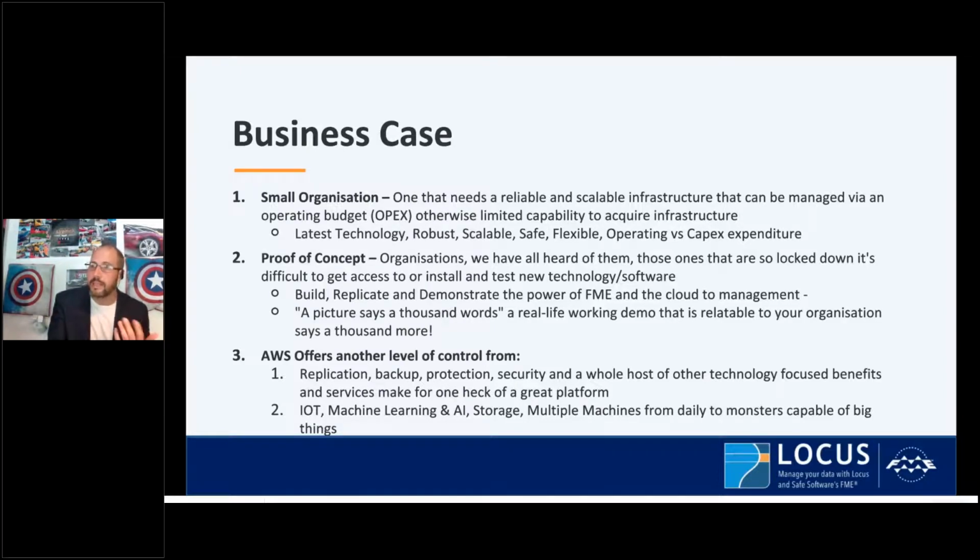And then lastly, AWS offers another level of control, right? From replication, backup, protection, security, and a whole host of other technology that you can have access to, like Internet of Things, machine learning, AI, different storage mechanisms, multiple machines, from simple machines right up to the real grunt, power-hungry machines that you need to process big data. So that's some of the business case that hopefully relates to what you're looking for.